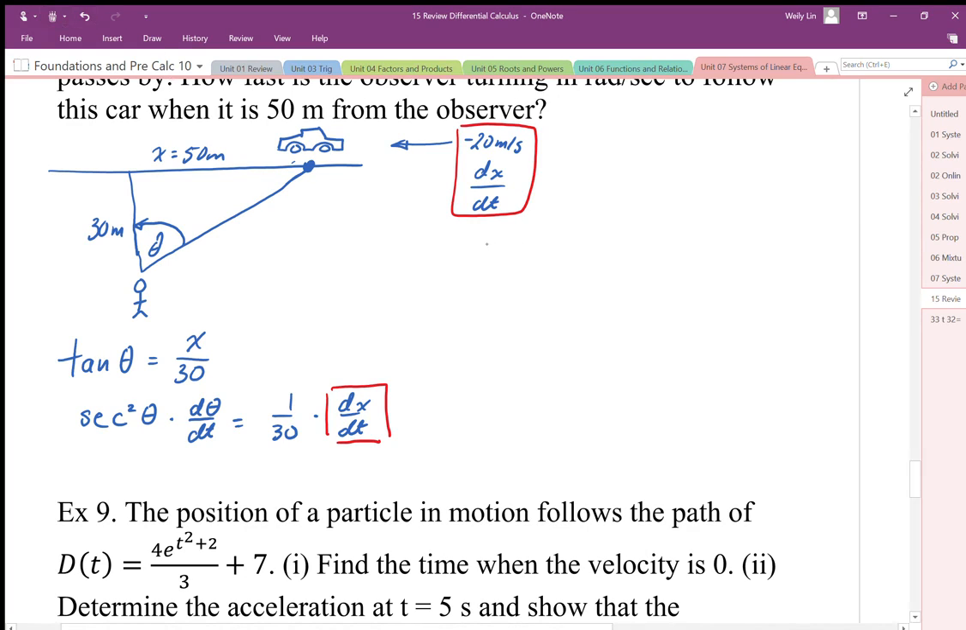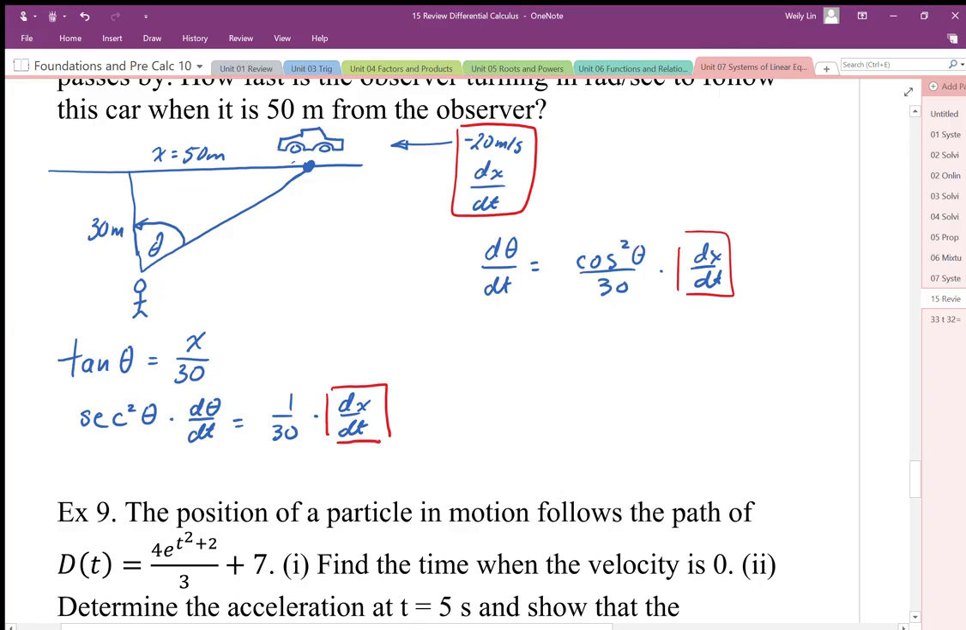Okay, so I'm going to make my expression d theta by dt is equal to, this is going to become cosine on this side. So it becomes cosine squared theta divided by 30 times dx by dt. I'm just going to leave that as dx by dt right now, but again, we're just going to replace that with negative 20 meters per second. Okay, so there it is. So I just need to plug in my negative 20 here, and I need to plug in a theta here, which I could always work out.